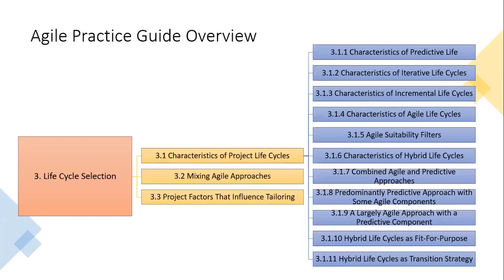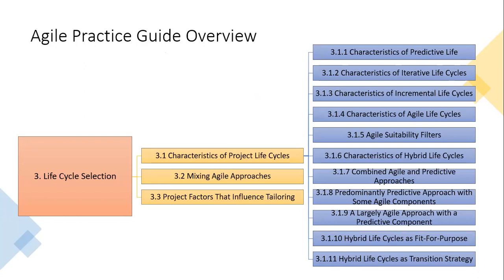And then we'll go into chapter 3, where we take a look at various images and schematics that the PMI have developed to help you better understand when to choose iterative, predictive, incremental, and agile. We'll take a look at the concept of agile suitability filters, hybrid life cycles, combined agile and predictive approach, predominantly predictive approaches with some agile, largely agile approaches with a predictive component.